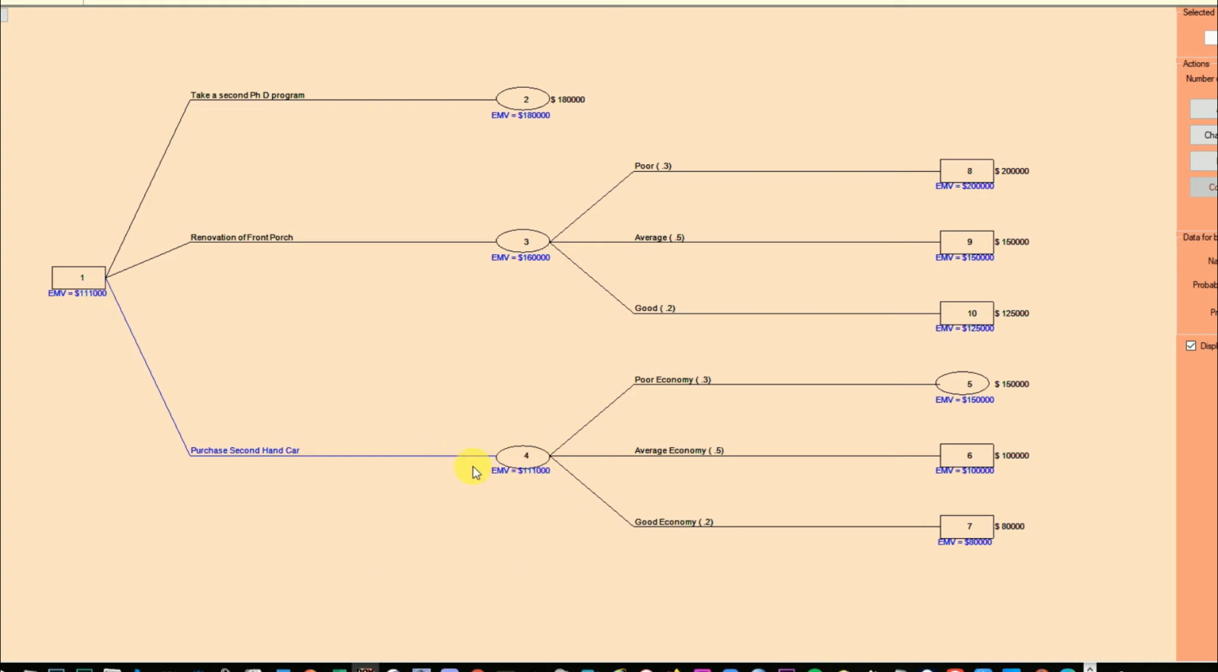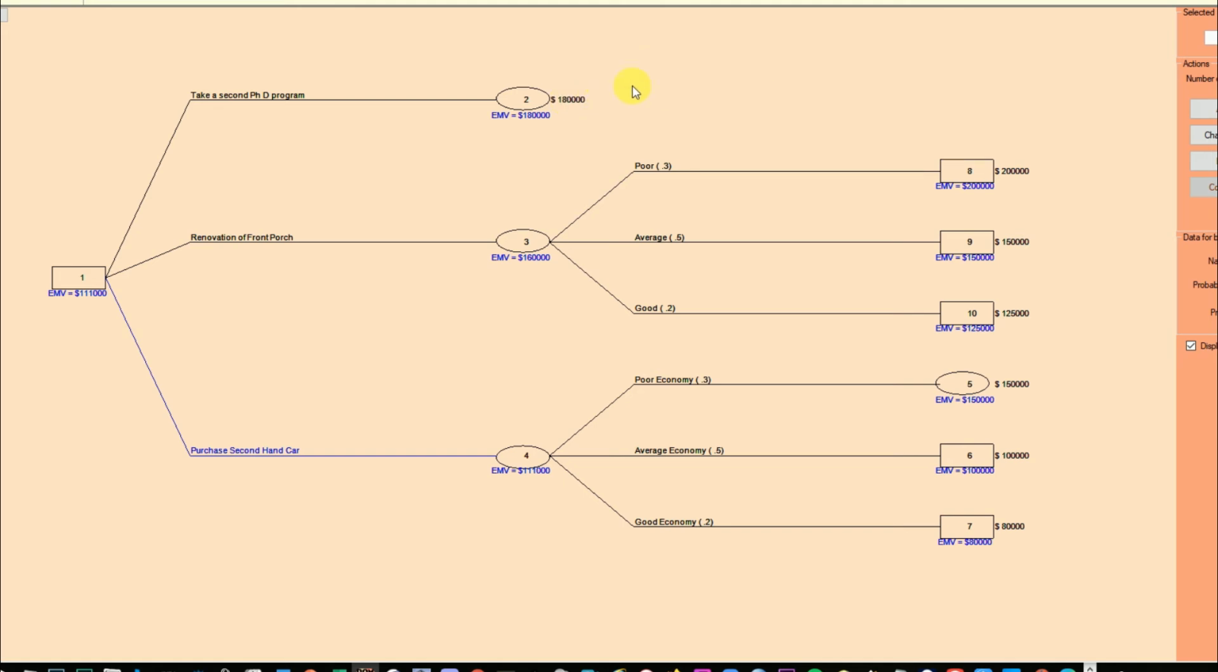Okay, why? Because it computes the probability of the poor economy, which is 30%. Average economy 100, good economy 80,000. So the average expectancy is 111,000. For the renovation of the porch, it will be 160,000 because of this scenario. So poor economy, average is there, good. Now taking second PhD program is 180,000, whatever the economy is.